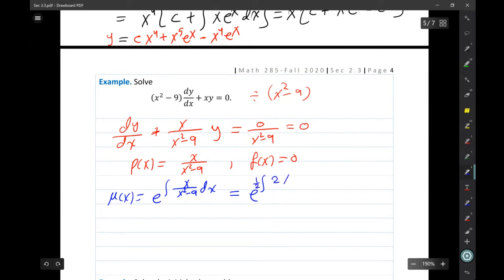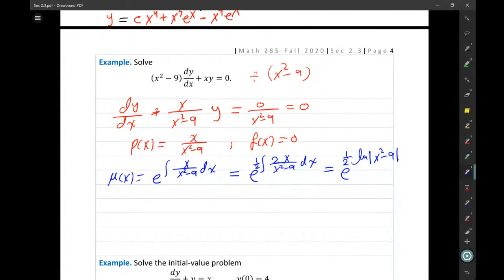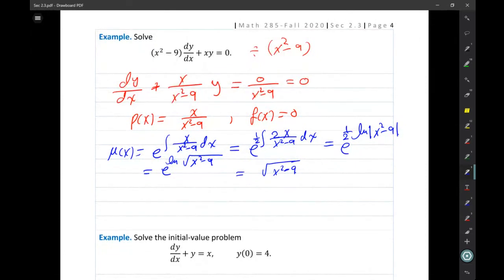This becomes integral, divide by 2, multiplied by 2, 2x over x square minus 9 dx. Now the numerator is the derivative of the denominator, so e to the power half ln absolute value of x squared minus 9. Okay, now this becomes e to the power ln square root of x square minus 9, all right, which is equal to the square root of x square minus 9. This is mu.